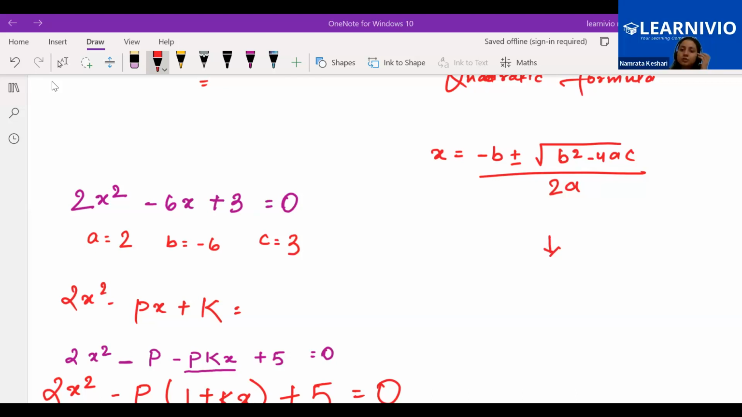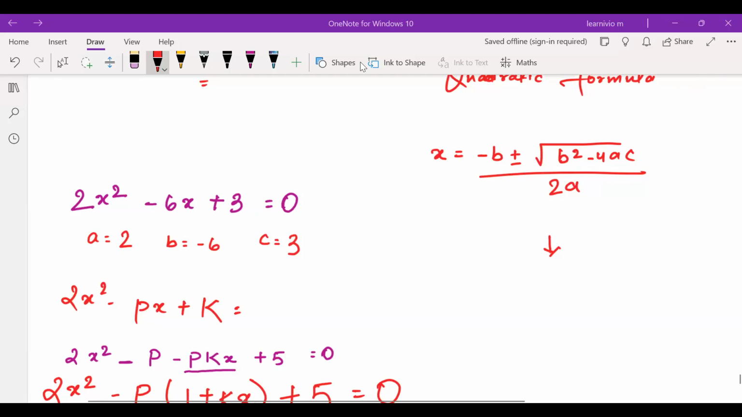Are you able to solve it, Zoha? Yeah, I'm able to solve it. Just 1 second, I'm almost done. Okay, I don't know if this is correct or not, so I'm going to say the answer. Yeah, please tell me. So I'm getting 6 minus root 12 by 4.